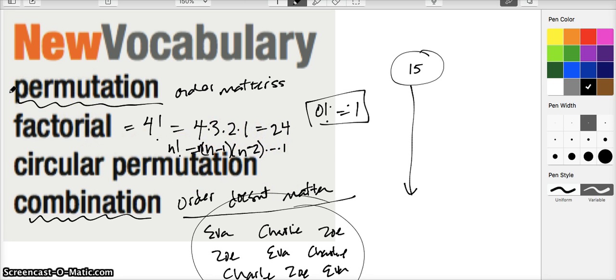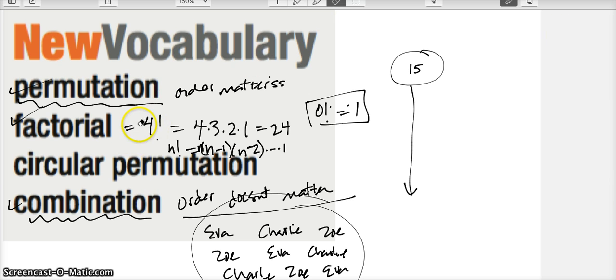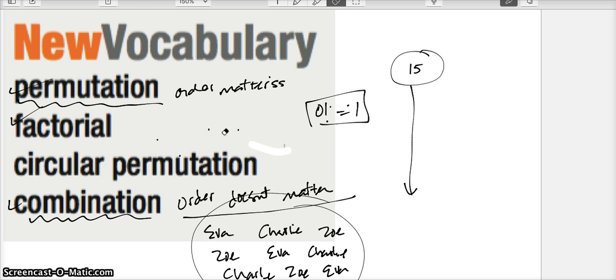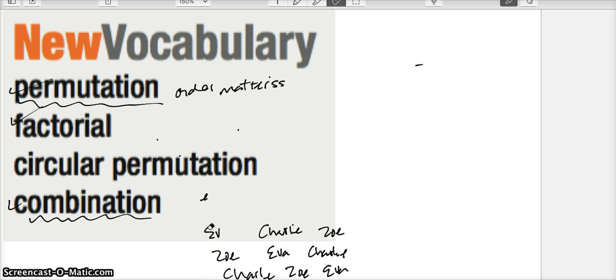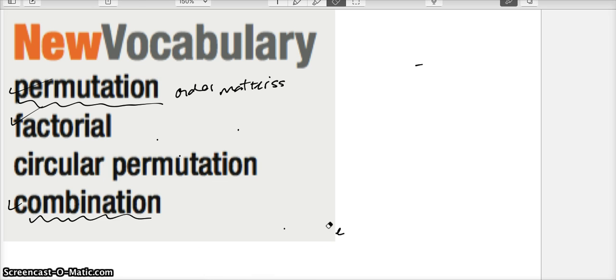So we've done permutations, we've done combinations, we've done factorial. This is a new one, circular permutation. Remember, permutation is ordering things, when order matters. A circular permutation is the same thing, but when we usually talk about permutations, we're talking about first, second, third, like a linear situation.